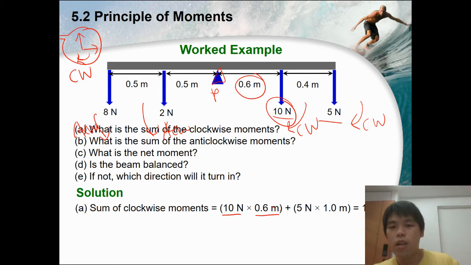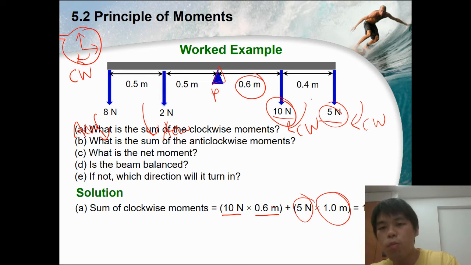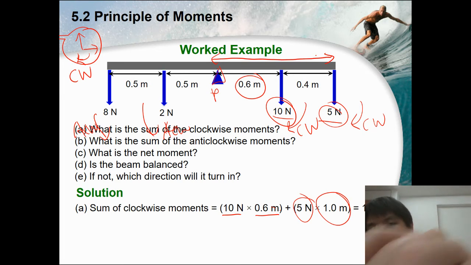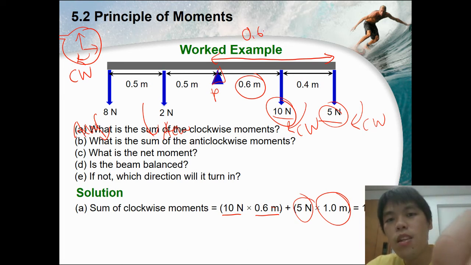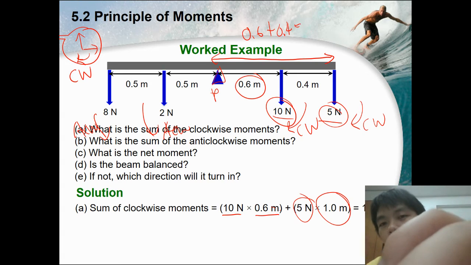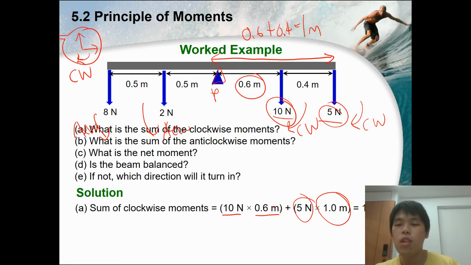Next, let's take a look at the next one. This is 5 newtons, 5 newtons times 1. Mr. Song, why not 0.4? Remember, it must be from the pivot. So from here, we need to add 0.6 plus 0.4. This will give us 1 meter. So that's why it's 1 meter here. You do the math, clockwise is 11 Newton meter.